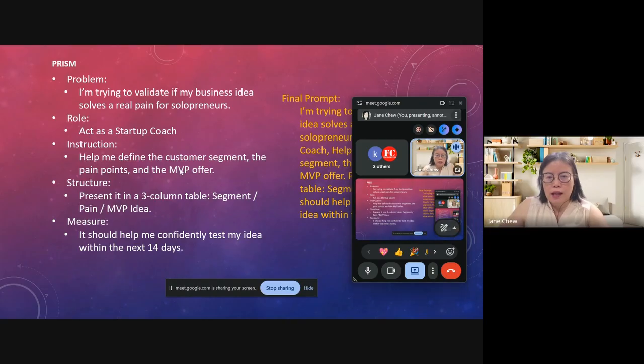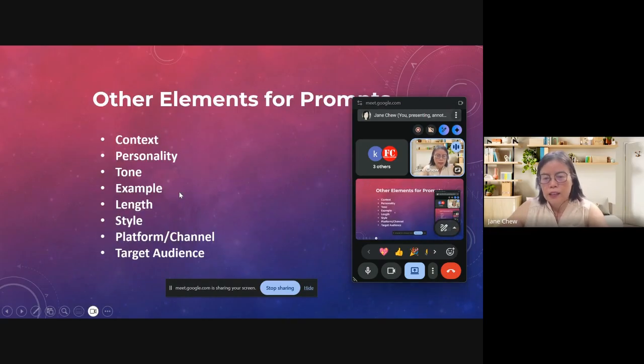So this is technically the full five elements you should have in your prompt. But of course, you can also add in other elements. For example, context. Let's say you want to buy whatever things to be kept at home because now, let's say, Dubai is near the war zone, for example. So you ask ChatGPT to suggest what to buy or what to stock up, right?